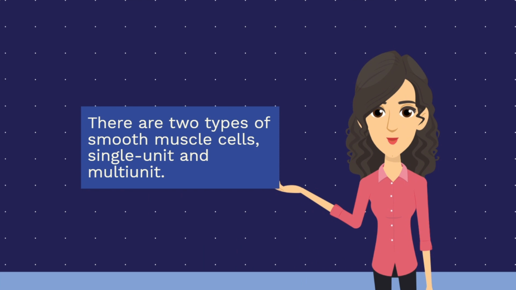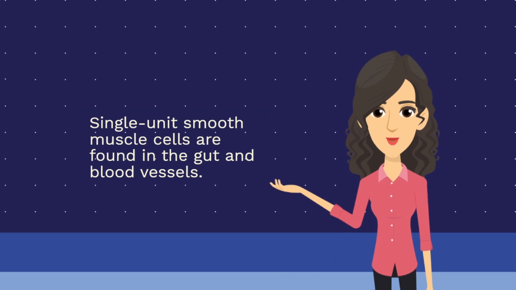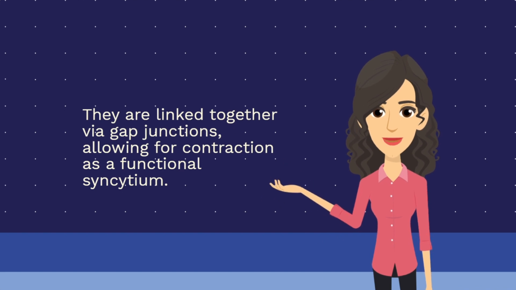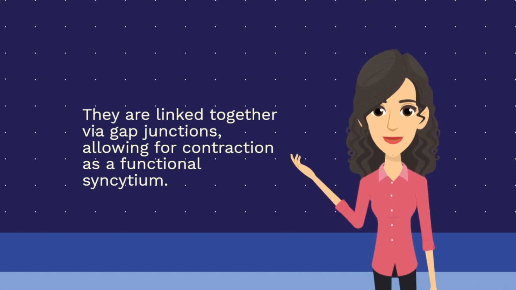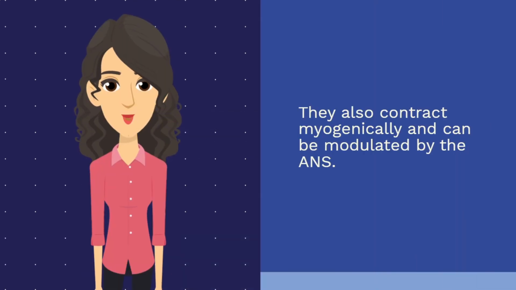There are two types of smooth muscle cells, single unit and multi-unit. Single unit smooth muscle cells are found in the gut and blood vessels. They are linked together via gap junctions, allowing for contraction as a functional syncytium. They also contract myogenically and can be modulated by the ANS.